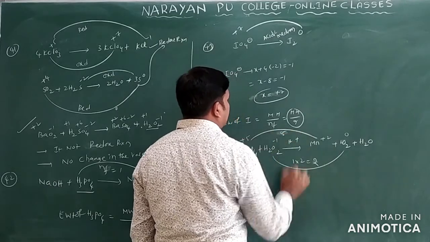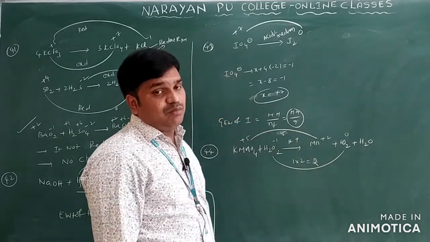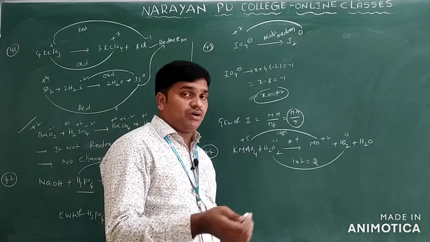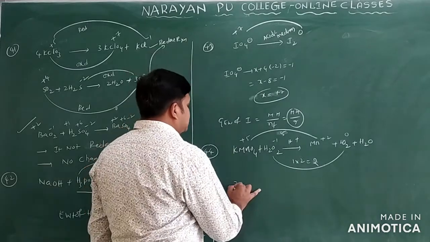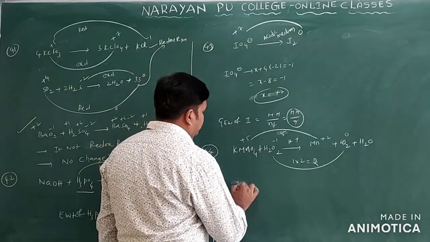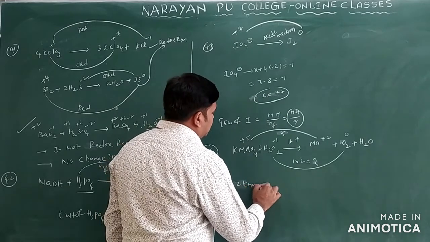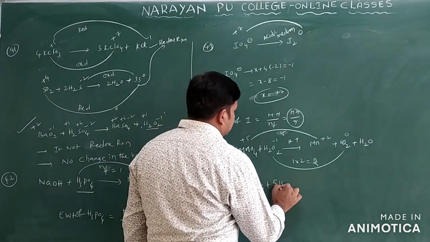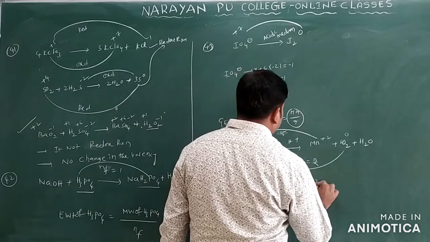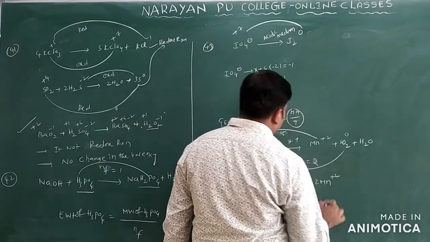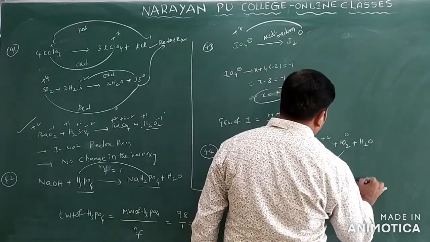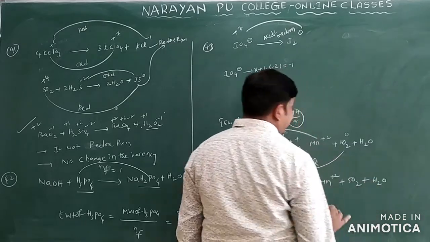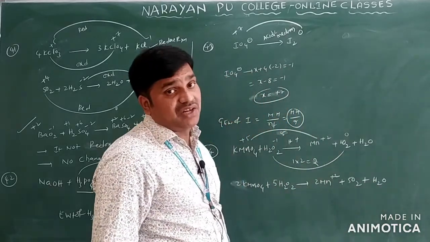For this the change is how much? 5 we have. Now we can interchange the oxidation number, reduction with oxidation, or oxidation with reduction. I will write this one. 2 KMnO4 I am writing here. 2 KMnO4 plus 5 H2O2 gives rise to 2 Mn plus 2 plus 5 O2 plus H2O. This is not a balanced equation, I am just writing a rough equation.